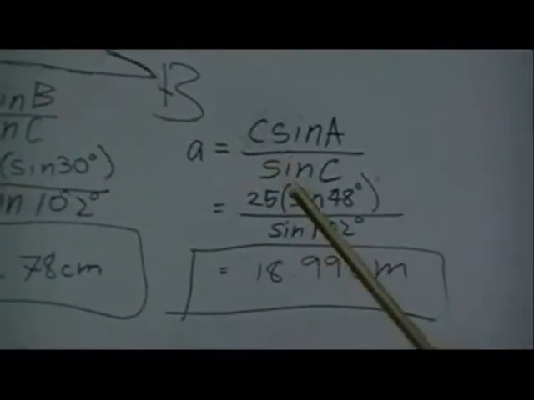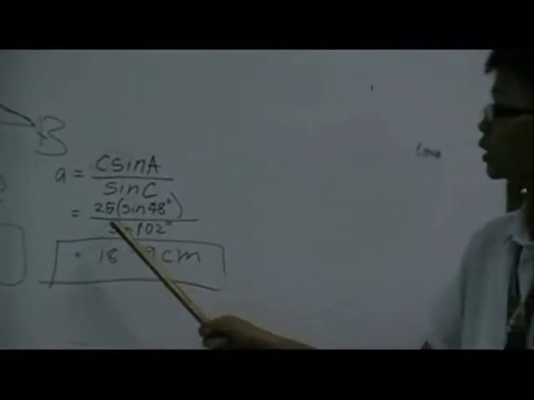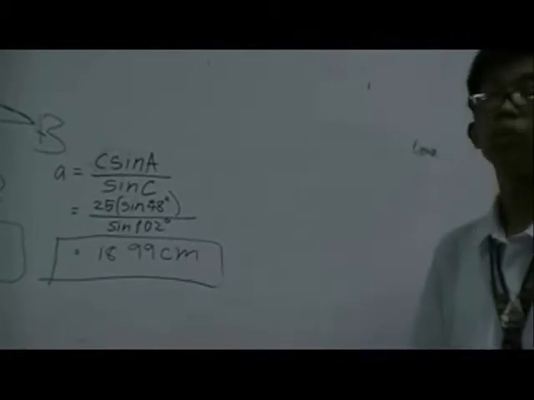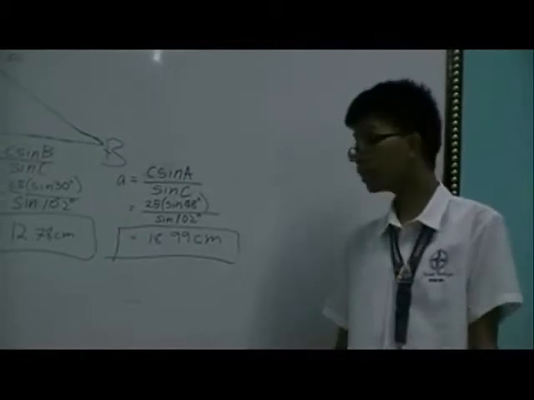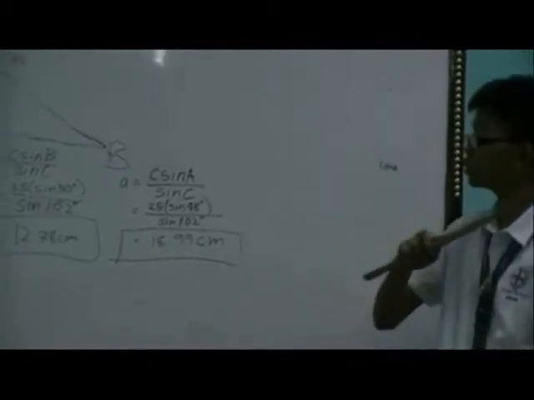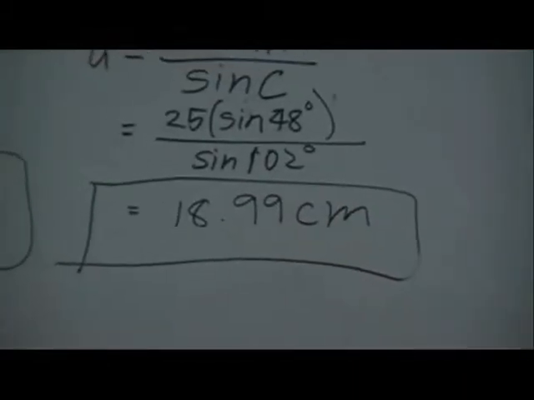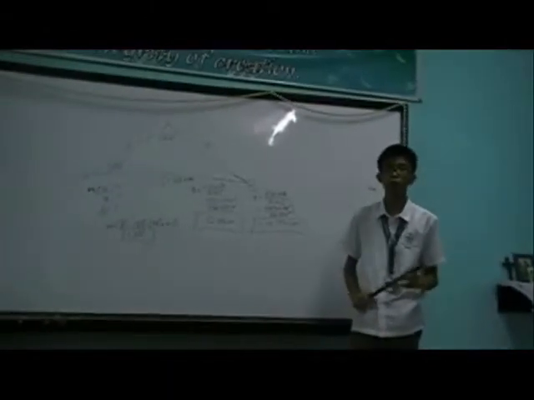And now, side a, which is equal to c sine A over sine C. When we substitute, it is 25 centimeters times sine 48 degrees over sine 102 degrees. And now, press your calculator, and it equals 18.99 centimeters. And now, let's proceed to case 2.